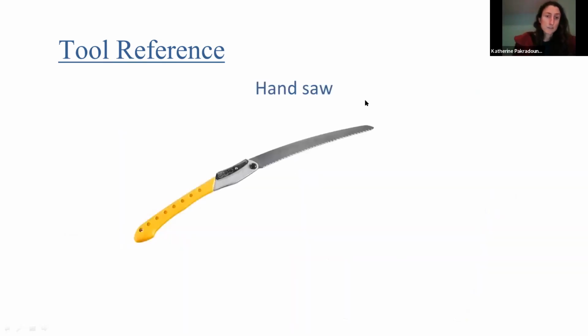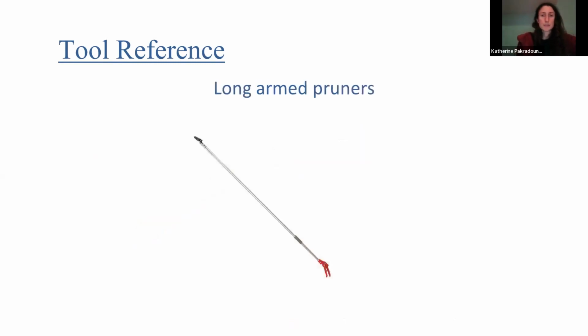Hand saw. This is a really nice brand called Silky, I think a Japanese brand, and this is called a Big Boy. They have various sizes, and I don't know if the smaller one is called Little Boy or Small Boy or something like that. This is an excellent saw. I personally use it myself, and it's very, very good quality. Long-armed pruners, for reaching from very far away.